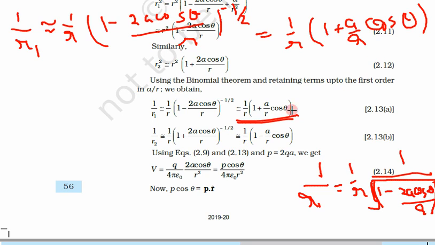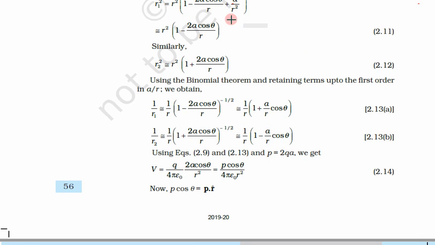So we have got our first term here using binomial expression. Let us get the second term as well. So second term, again if we see this, r2 square is equal to r square times 1 plus 2a cos theta upon r.